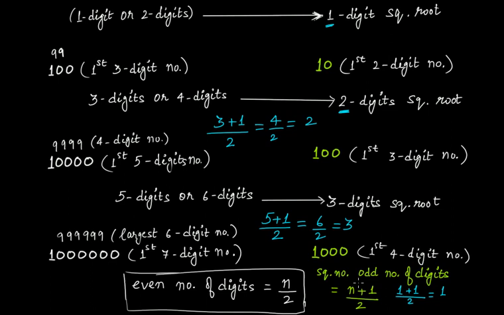So basically this is the formula using which you can tell that if your square number has even number of digits, then n by 2 will be the formula to tell the number of digits in its square root. But if your square number contains odd number of digits, then the number of digits present in its square root will be n plus 1 by 2. These are the two patterns. According to this pattern, you can use this formula.